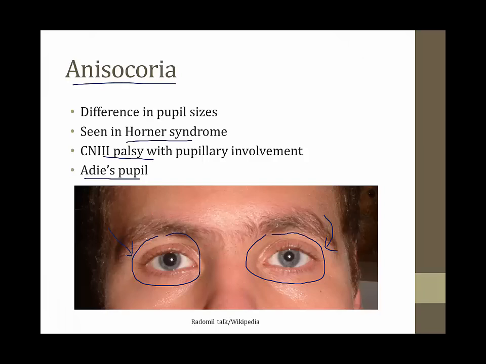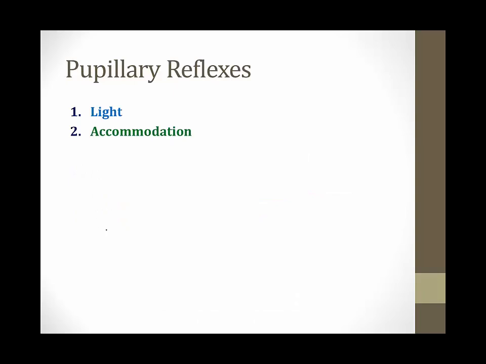There are two pupillary reflexes that are tested as part of the physical exam to make sure the innervation of the pupils is normal. Those are shining light in the eye and asking the patient to focus on a near object, which is called accommodation. So we'll talk about these two reflexes now.